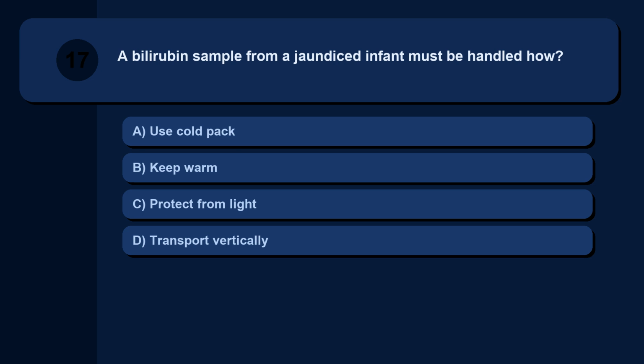Bilirubin is light sensitive and degrades when exposed, leading to falsely low readings.